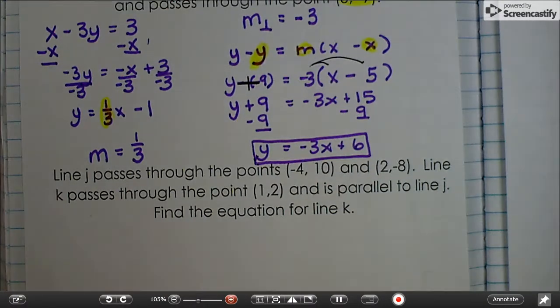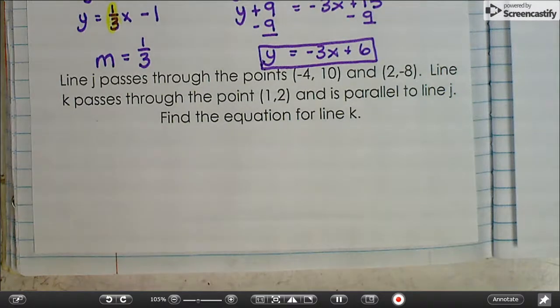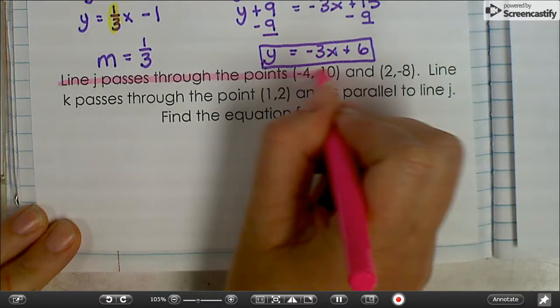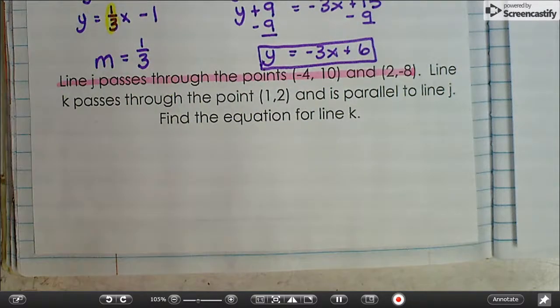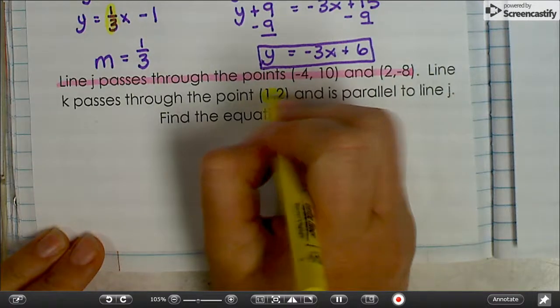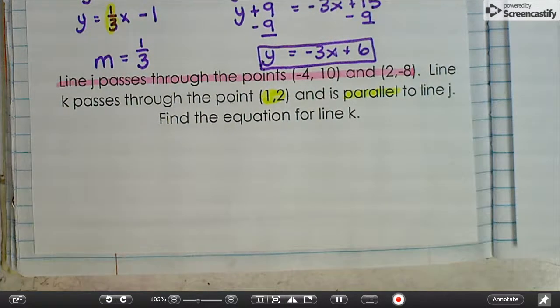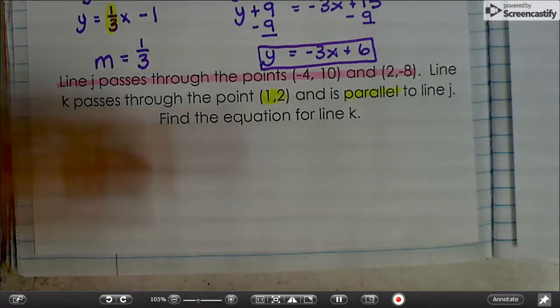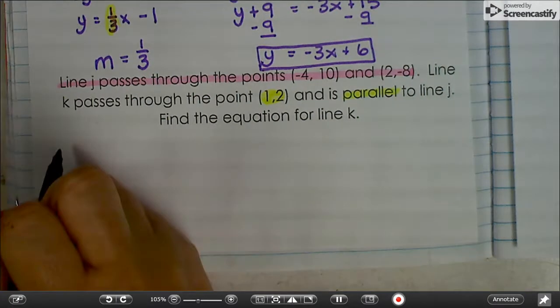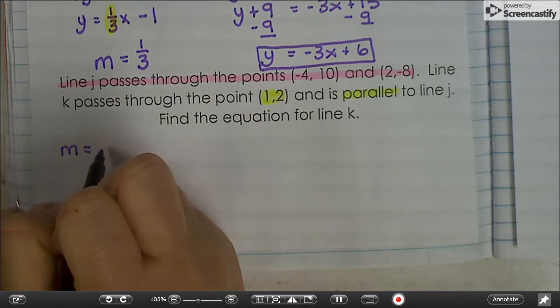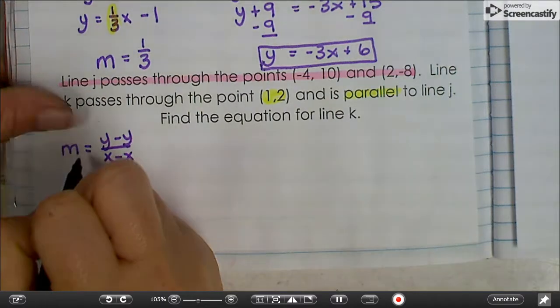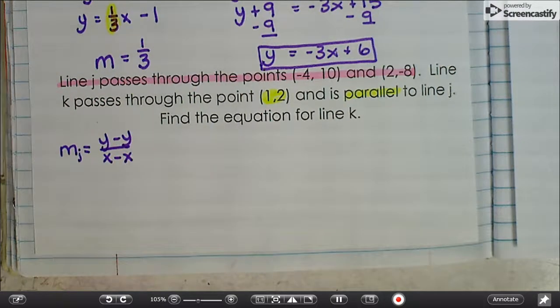The next one is slightly different because it doesn't give us the equation of a line. It gives us that there is a line that passes through these points. Then after that, we have another line that passes through point (1, 2) and is parallel. We need the slope of the given line in order to find the equation of the new line. On the other ones, we solved an equation, but on this one, we can just use the slope formula, m equals y minus y over x minus x. I'm going to put a little j here because we're finding the slope of line j.